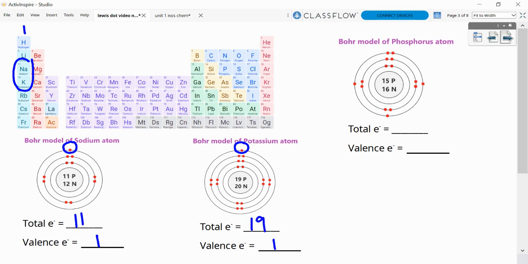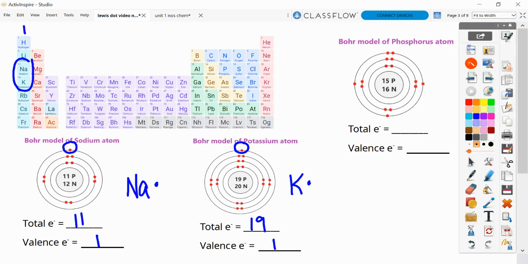For both of these, we're going to draw a Lewis diagram. And so we would put our chemical symbol in the middle and then 1 electron to represent the valence electron around the outside. This shows that sodium and potassium would both like to lose 1 electron. If it loses 1 electron, that then means that it has 8, or an octet, in its outer shell. The same thing will be true of potassium. It will have an octet.